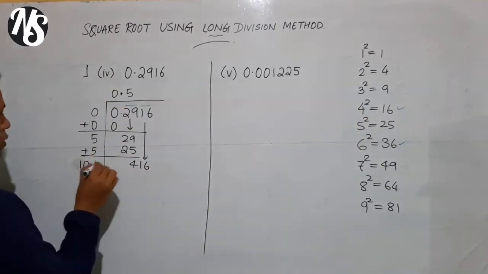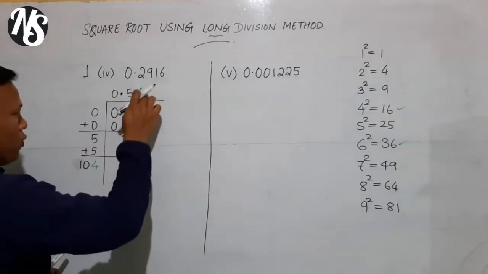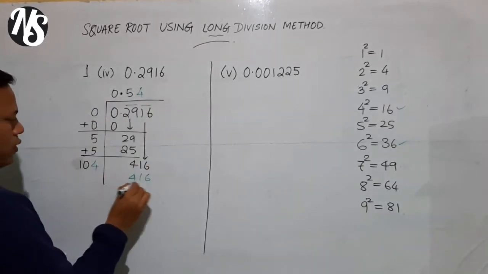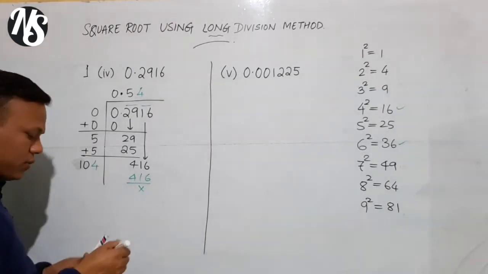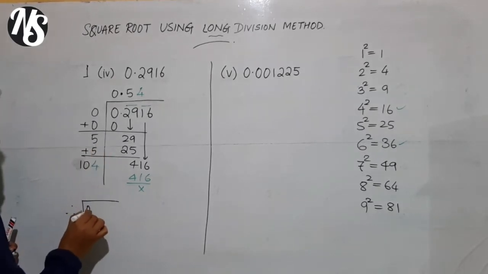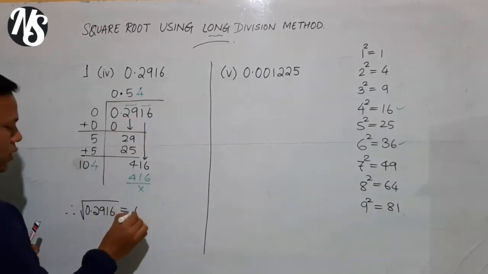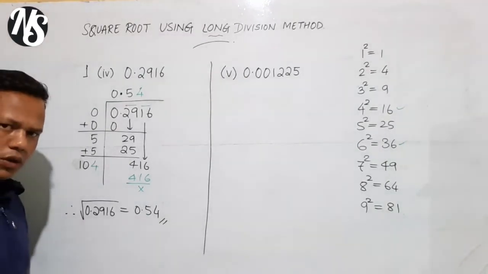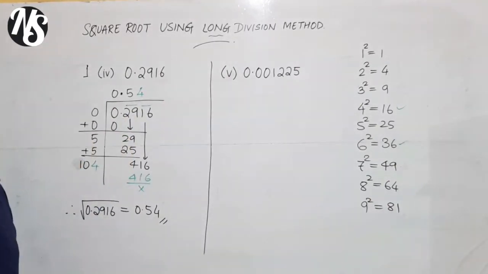So we have 4, we write 4 here. So 4 4s are 16, carried over 1, 4 zeros are 0, plus 1 is 1, 4 1s are 4. So exactly 416, isn't it? So that means the remainder is 0, this means that the square root of the number, that is 0.2916, turns out to be how much? It turns out to be 0.54. Isn't it very cool, right? Okay, so I hope this is clear to you. Let's try this now.